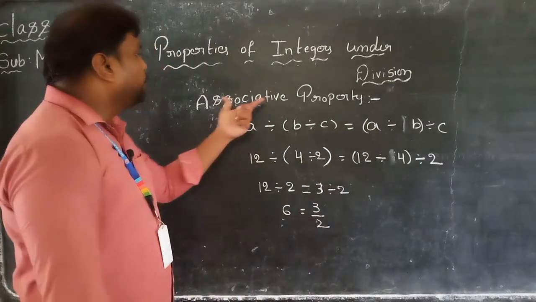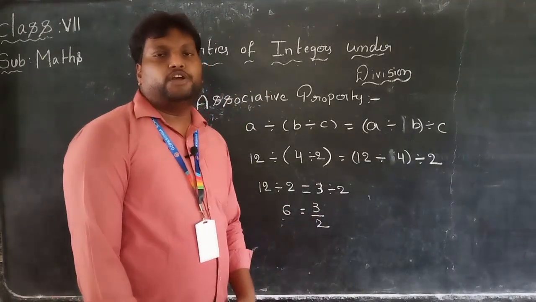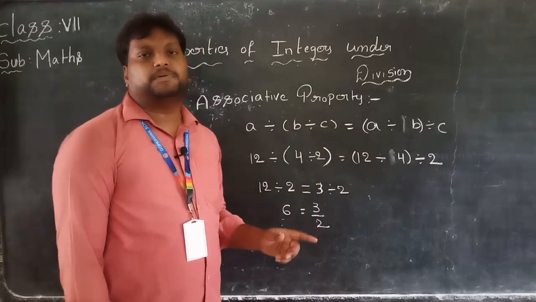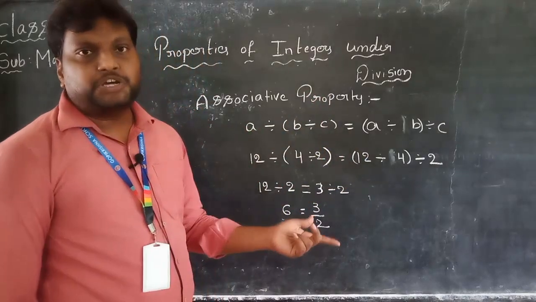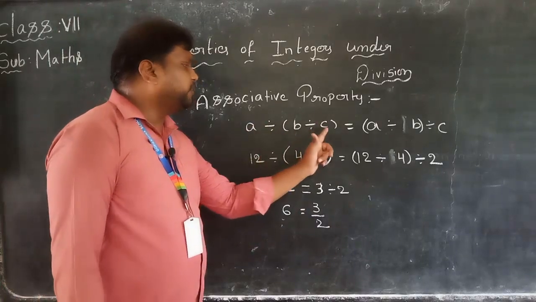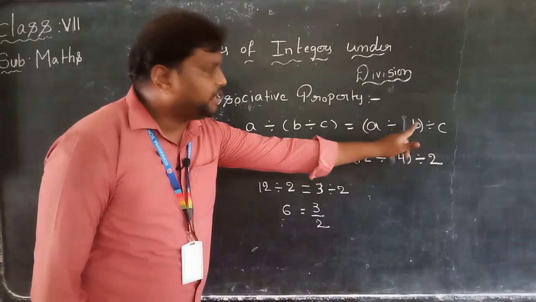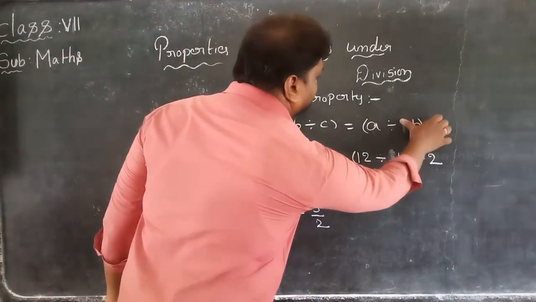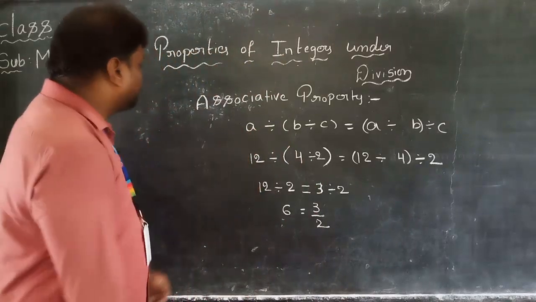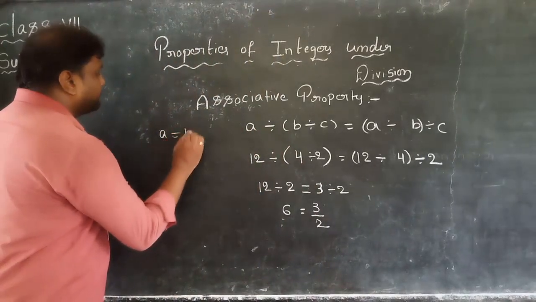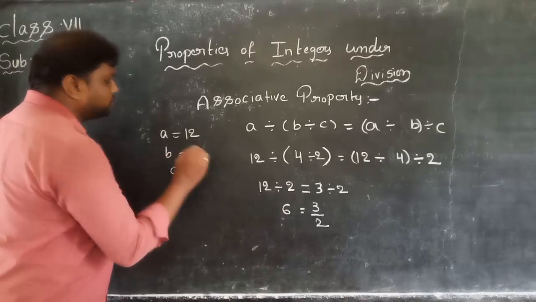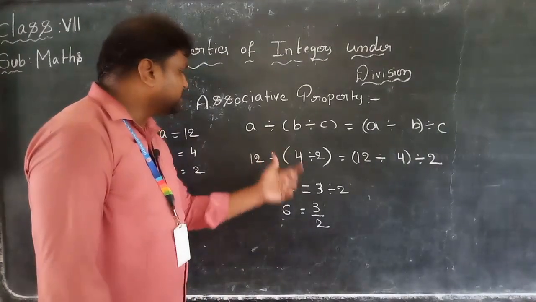Observe once again, we are checking the associative property. We know the associative property under addition and multiplication only is verified, and subtraction is also not verified. Now I am checking division. a divided by b divided by c is equal to a divided by b divided by c. Now take a equal to 12, b equal to 4 and c equal to 2. Just substitute some values.